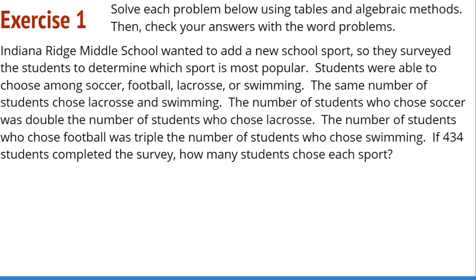So Indiana Ridge Middle School wanted to add a new school sport. So they surveyed the students to determine which sport is most popular. Students were able to choose among soccer, football, lacrosse, or swimming. Now in my head here I'm keeping track that I'm asking a question that is going to have 4 different answers. So as I'm thinking about my table, I'm thinking I probably want 5 columns because I want to know the total number of students that answered.